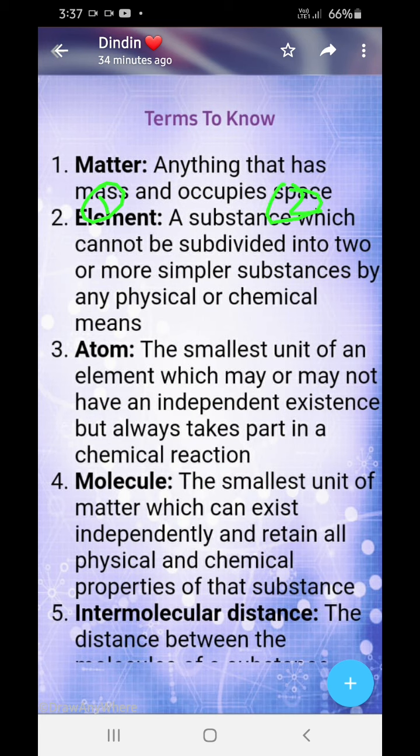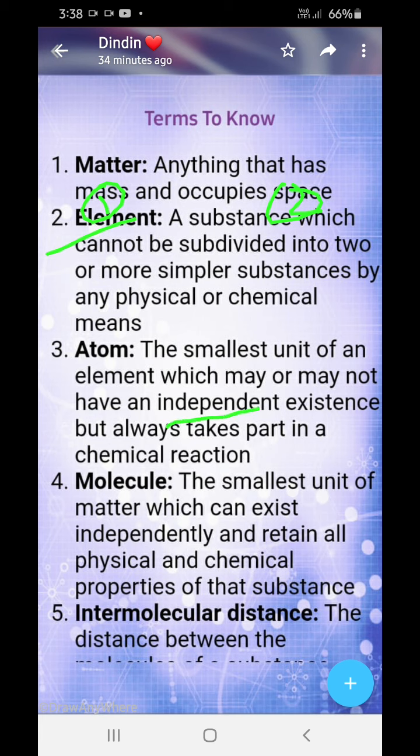Now, an element is a substance that cannot be subdivided into two or more simpler substances by any physical or chemical means. It's known as an element. If we divide an element, we'll get the smallest particle of that element also. An atom is the smallest unit of an element which may or may not have an independent existence, but it will always take part in a chemical reaction.